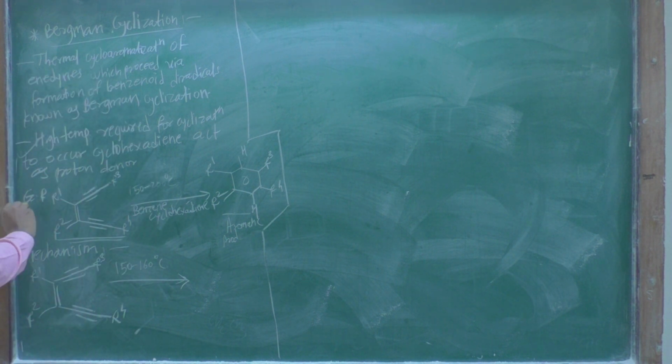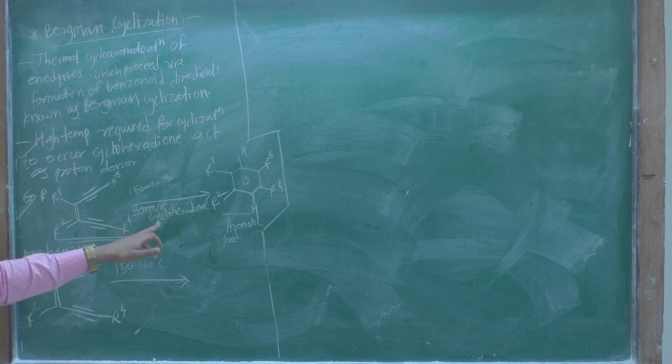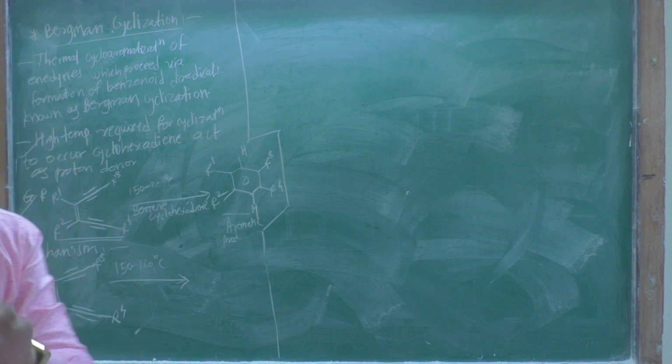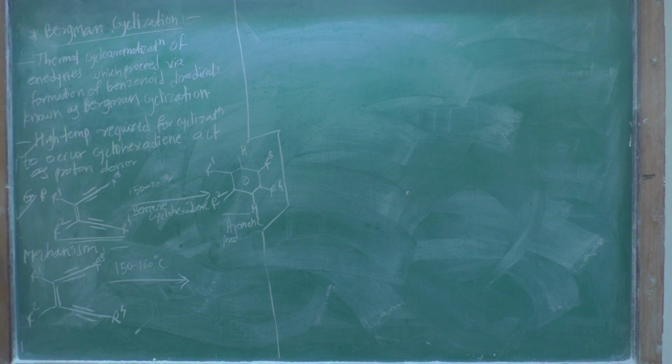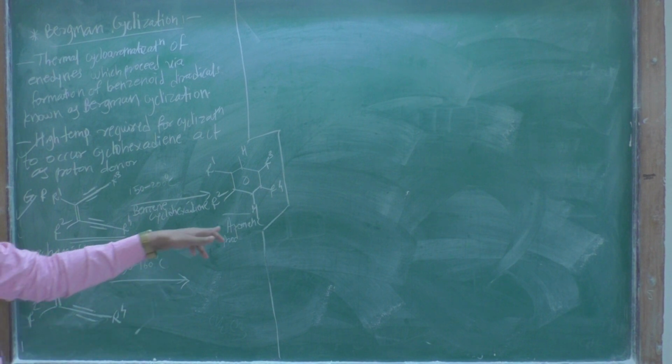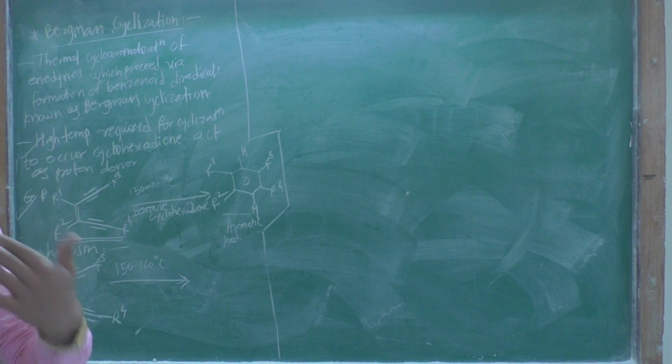Look at the general reaction. This is the alkyne component. In presence of 150 to 200 degrees Celsius, in presence of 1,4-cyclohexadiene, you produce the aromatic ring. That is the aromatic product formed from this alkyne starting component.